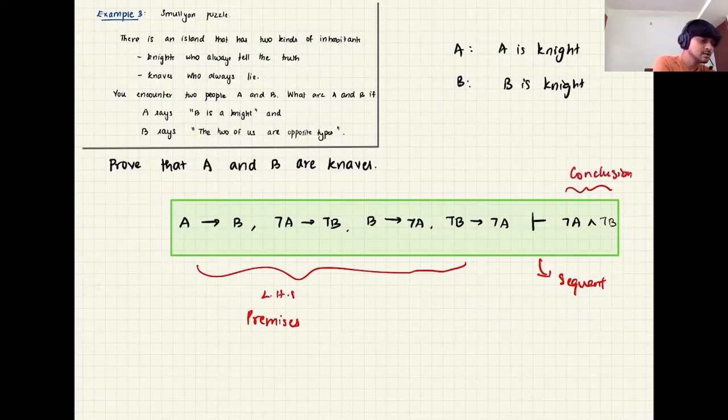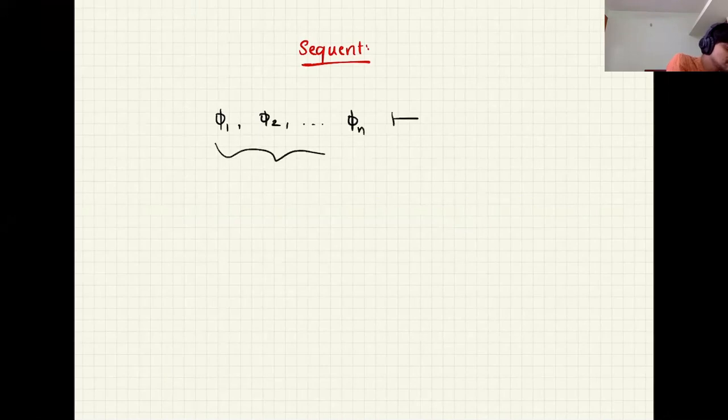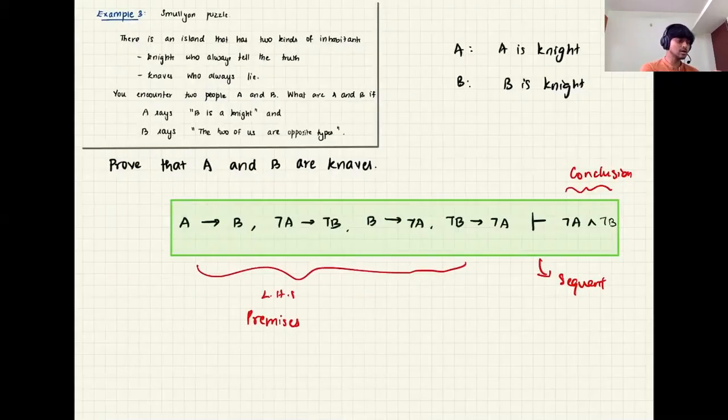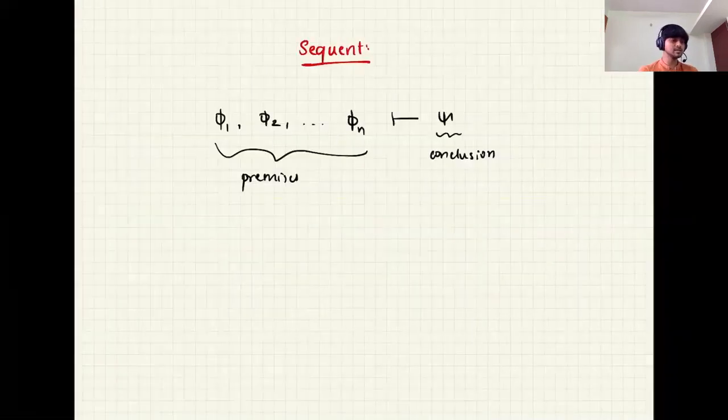So in general, a sequent takes the following shape. You have some formulas on the left hand side called premises. And then on the right hand side, you want to derive psi, which is the conclusion. You want to conclude psi given the premises phi 1 till phi n. So in the previous case, you want to conclude this thing given the premises. So this entire thing is the sequent. Is that fine? Good.